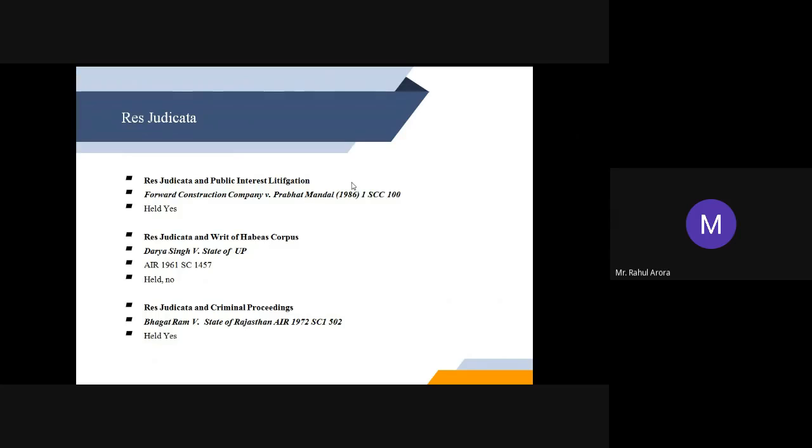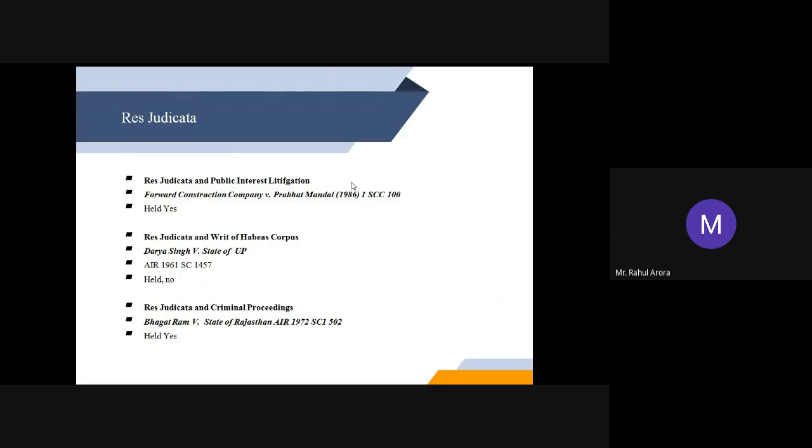The principle of the doctrine of res judicata would be applicable also to criminal proceedings, like in the case of civil proceedings. Now, the next question is whether the doctrine of res judicata would be applicable to a writ of habeas corpus. The answer is no. In the case of Daryao Singh versus State of UP, the court says no. Why? Because the writ of habeas corpus is related to the right to life and personal liberty of an accused.